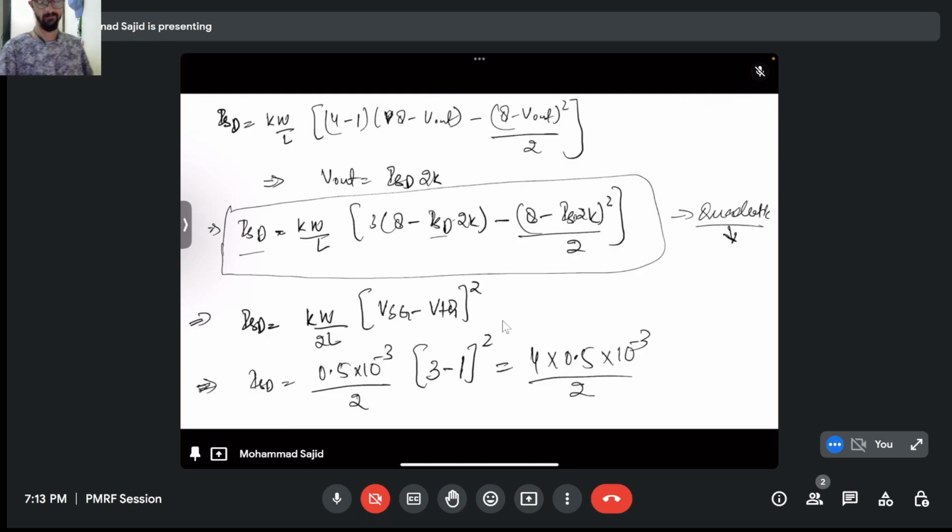Okay, sorry, VSG was 4 volt, so this has to be 9 here. That comes out to be 2.25 milliampere. So this is your ISD, or we can say that this is your quiescent current.